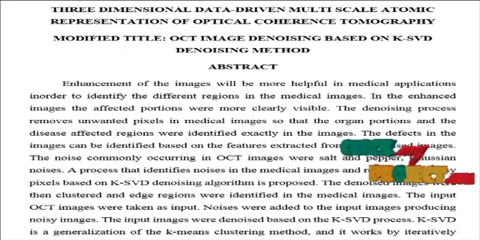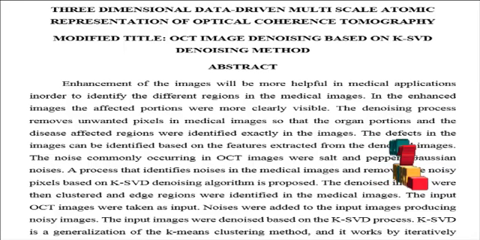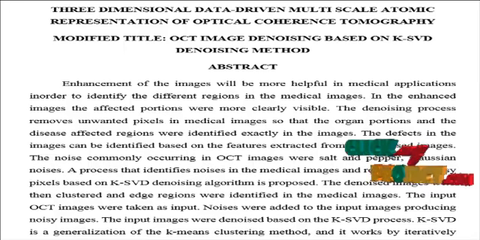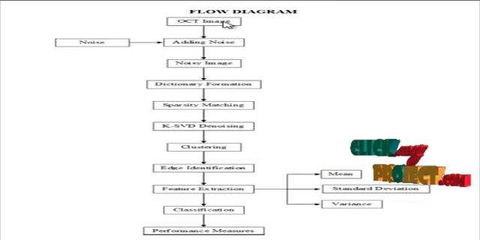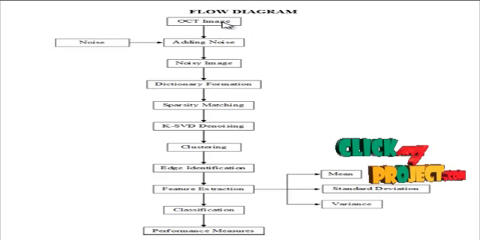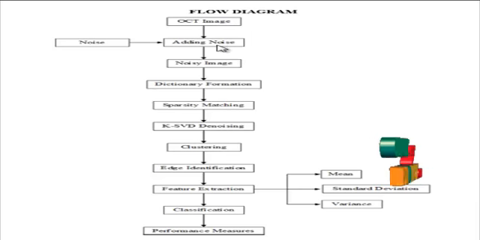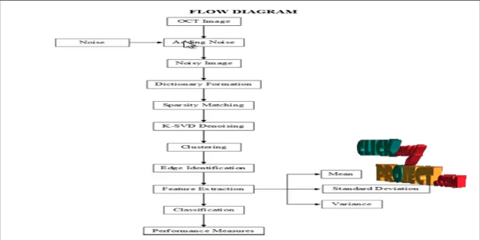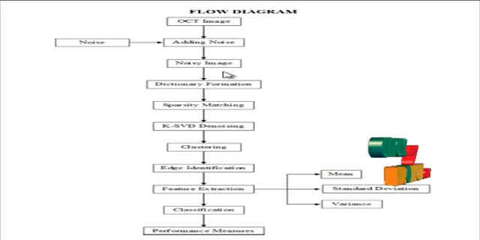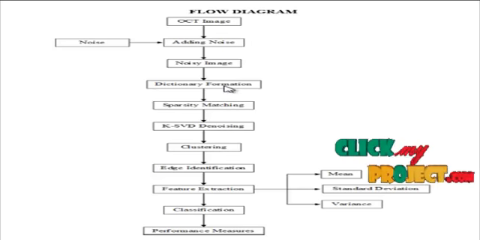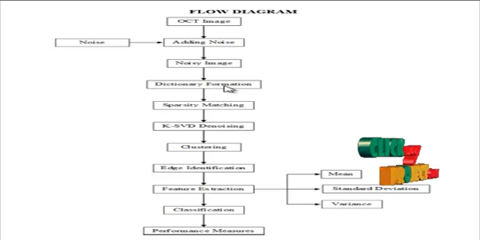The performance of the process is measured using performance metrics like PSNR, MSE, and SSIM of the input and the denoised images. Let me see the flow of the process. The input OCT images were taken. Noises were added to the OCT images, resulting in the noisy OCT image. First, the dictionary is formed. In the dictionary formation step, the artifacts in the images were identified.